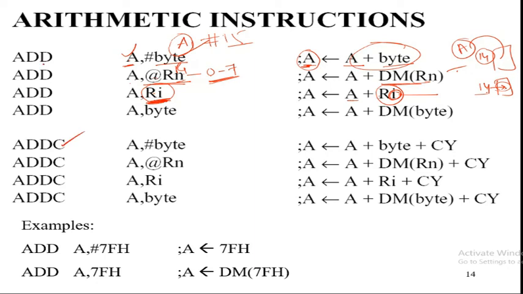Next, ADDC, add with carry. If you have the carry during this addition, that particular carry is also going to be added with your resultant, and it is going to be loaded in your accumulator.